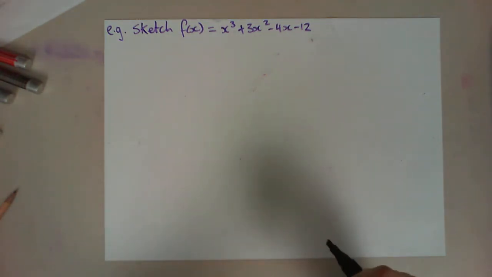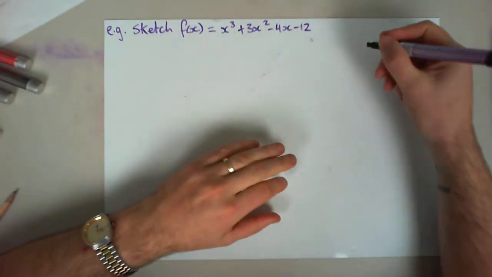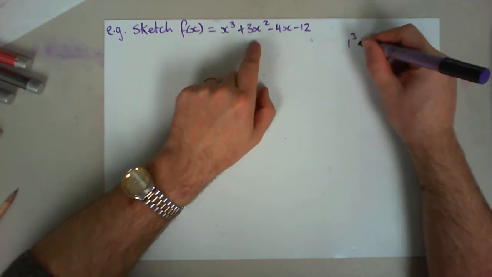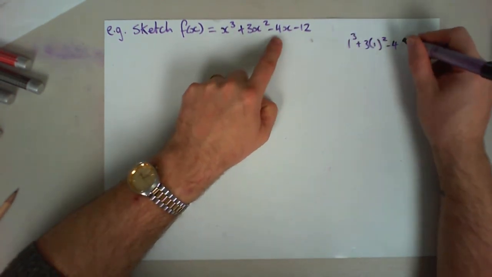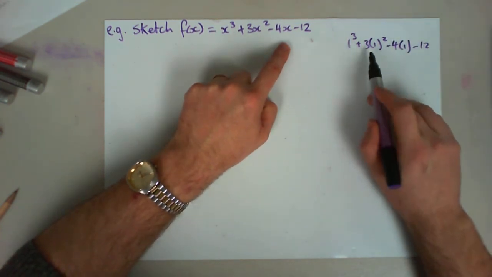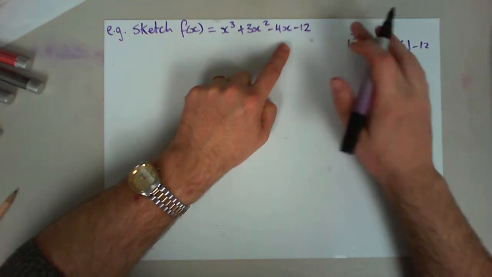That requires us finding a factor, so we need to try out a few different factors here. We could try 1. We're going to get 1 cubed plus 3 times 1 squared, take 4 times 1, take 12. Well, that's going to be 1 plus 3, take 4, take 12. That's definitely not equal to 0.